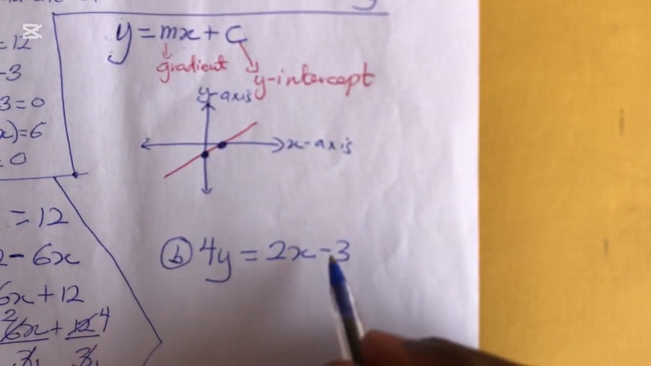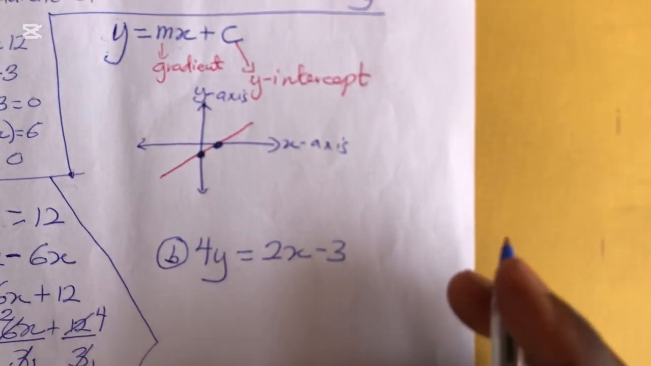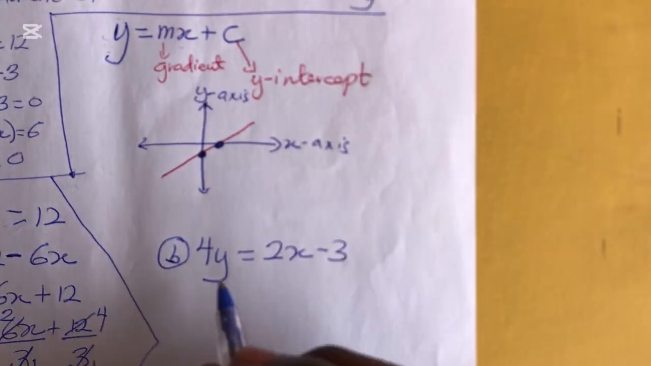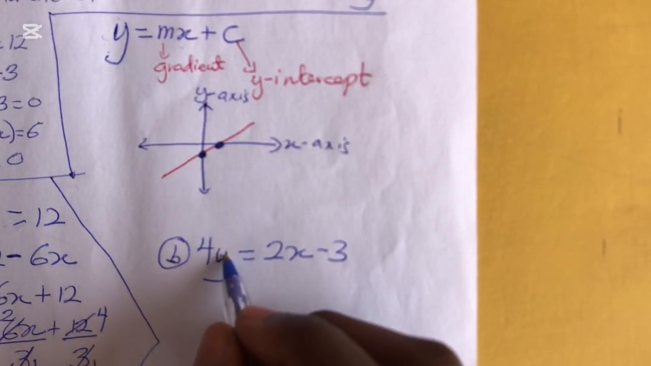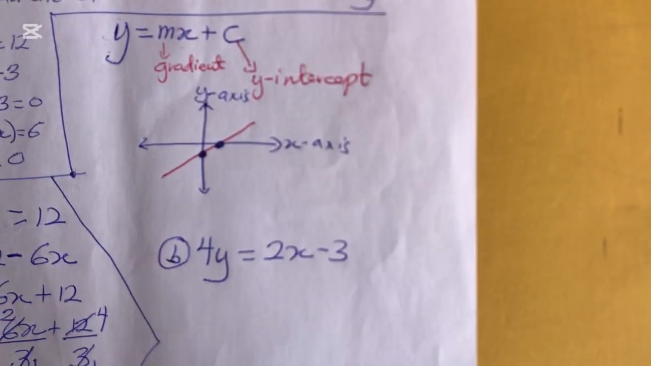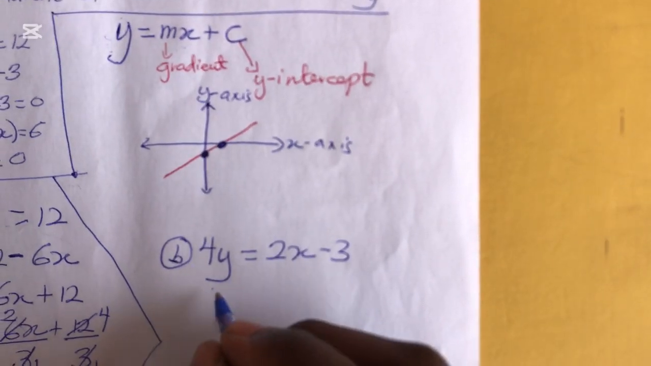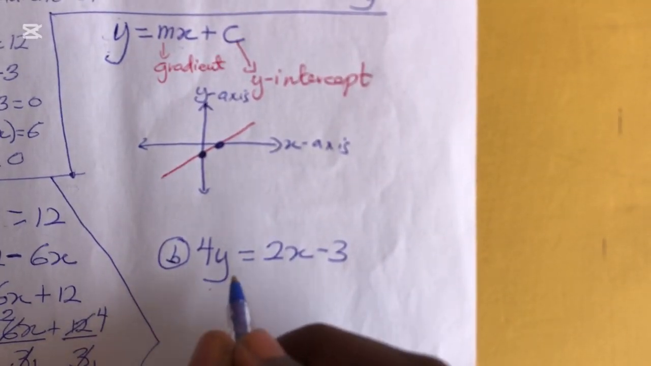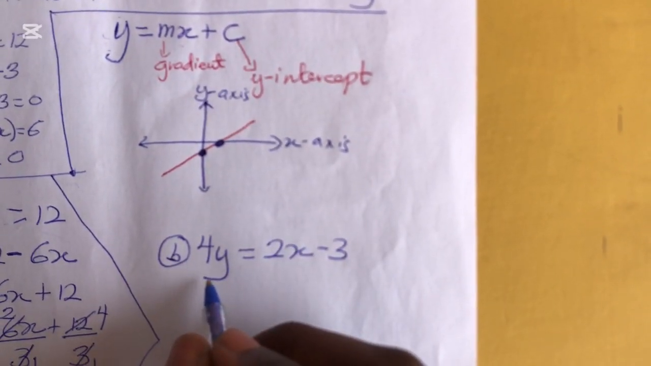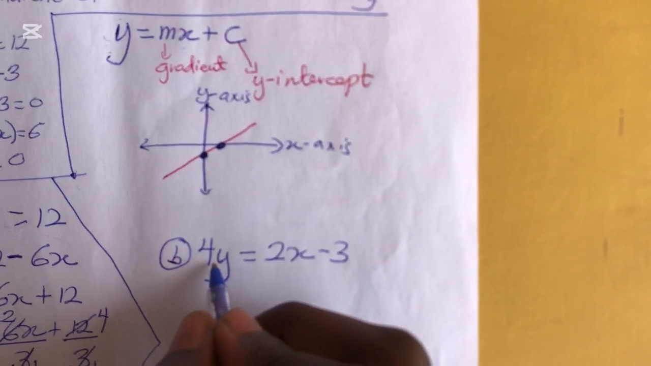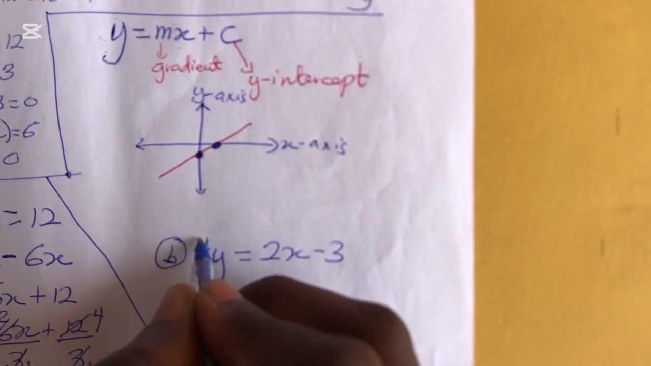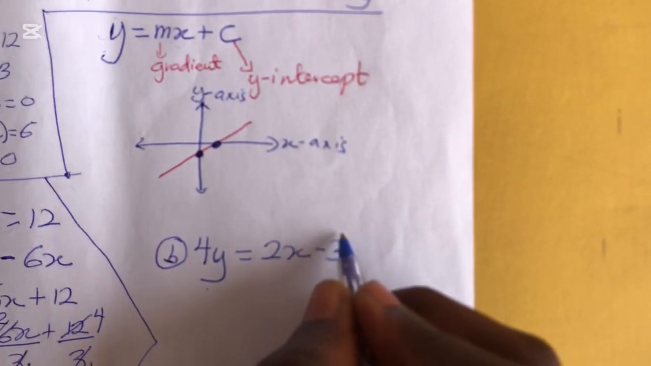So this one has already been arranged for us. The only thing we are going to do here is to get the y to be standing alone. So what are we going to do? We will divide everything by the coefficient of what? Y. What is attached to the y is what? 4. So we will divide this side by 4, and we divide this by 4. We will also divide this by 4.